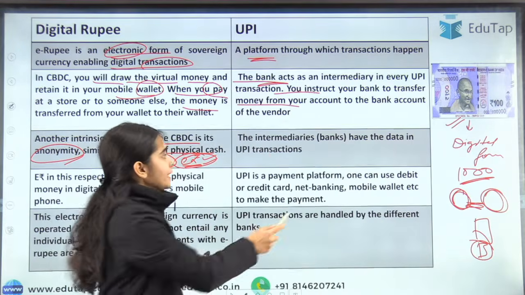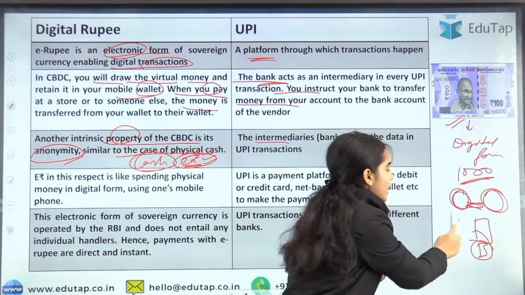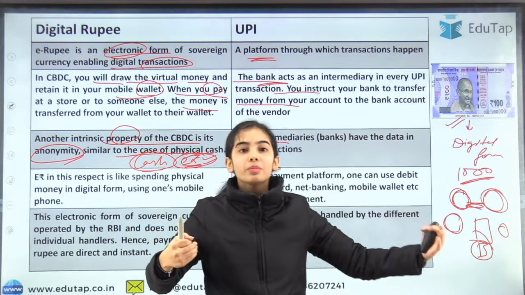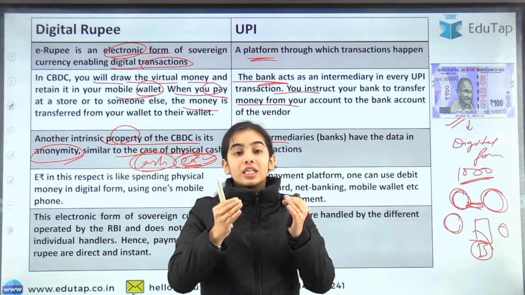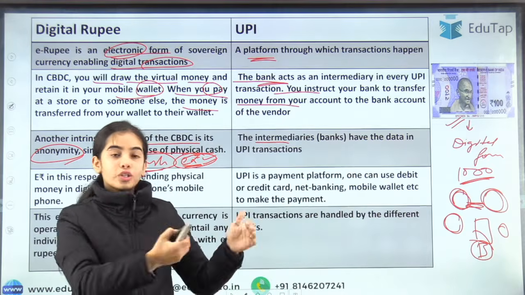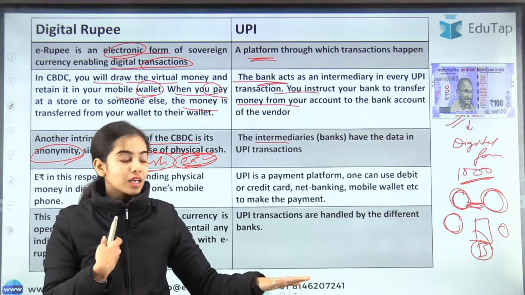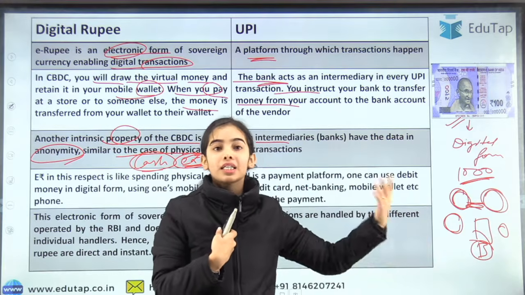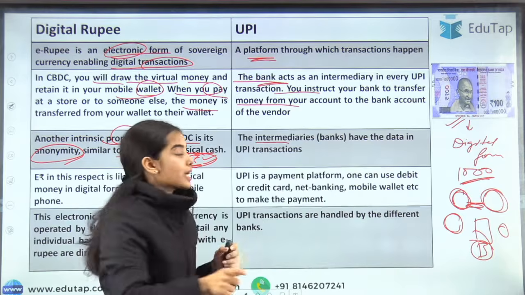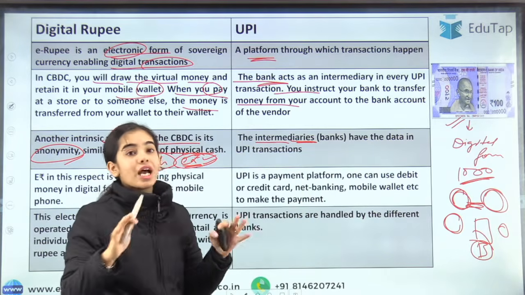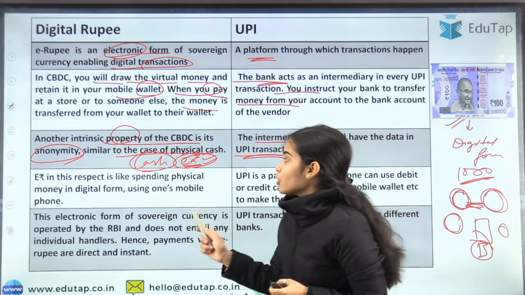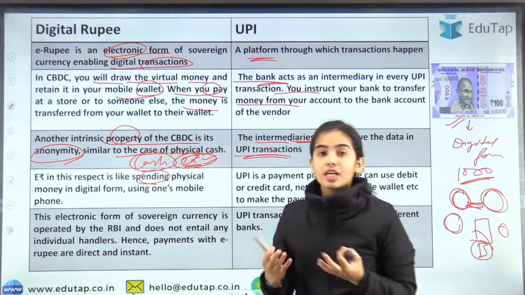Okay. The intermediaries. Now in the case of UPI, when a transaction is happening from one person to another person, the banks are involved. The banks are being requested to transfer this much amount to the other bank account. So the bank knows me, my bank account, the other person and the other bank account. So here there can be no anonymity at all, because the intermediaries have all the data and all the information during UPI transactions.